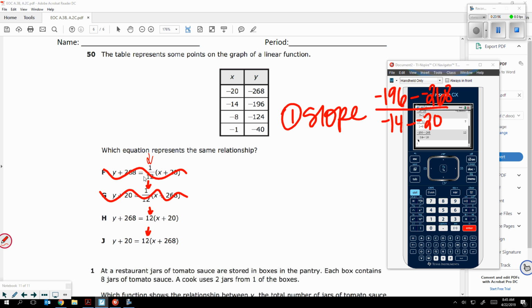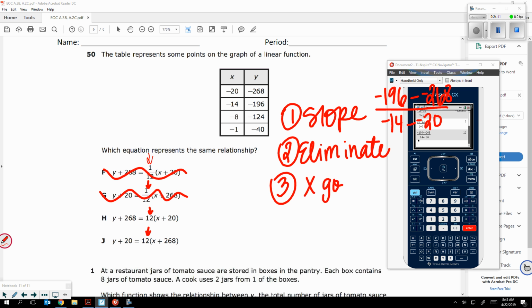I can eliminate F and G because my slope there is 1 over 12, which is not 12. Now, my second step was to eliminate what I can. My third step is to look: x goes with x, y goes with y. Meaning I have 2 points left now. I'm going to look at the point itself and see which one is up in my table. Now, even if you don't remember that our sign changes inside, not outside, all of that doesn't matter. X goes with x, y goes with y.